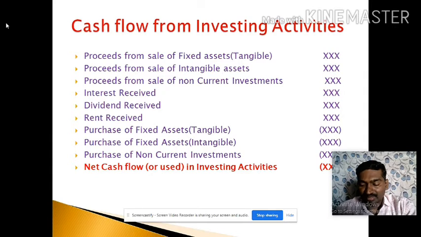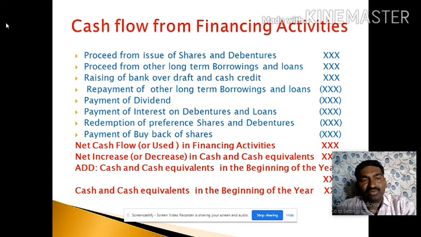So coming to another activity, it is cash flow from financing activities, which are related to non-current liabilities like shares, debentures, long-term borrowings. So issue of shares and long-term borrowings, raising the bank overdraft, these are the inflows of financing activities, and the amount shown within the bracket indicates outflow of cash flows. That is repayment of any debt amount.